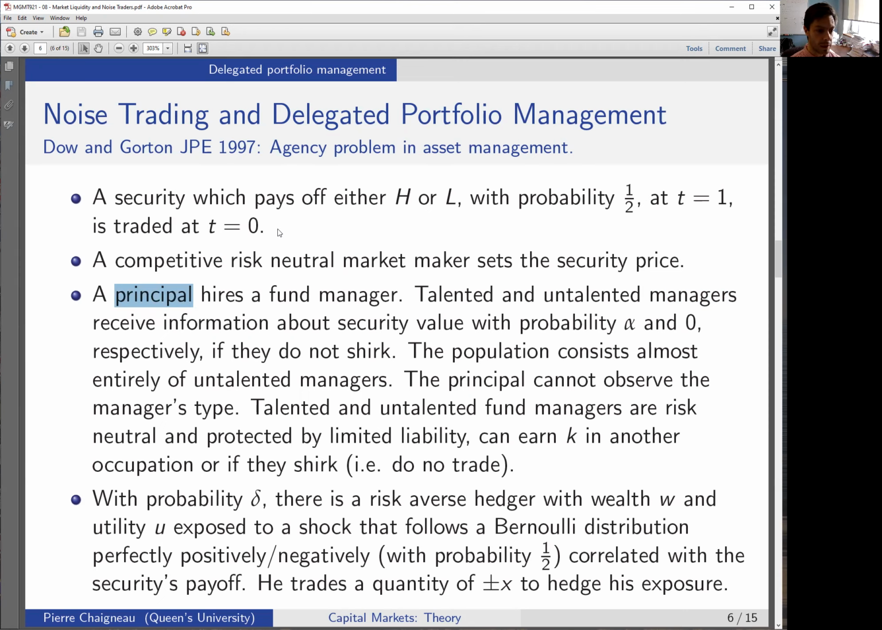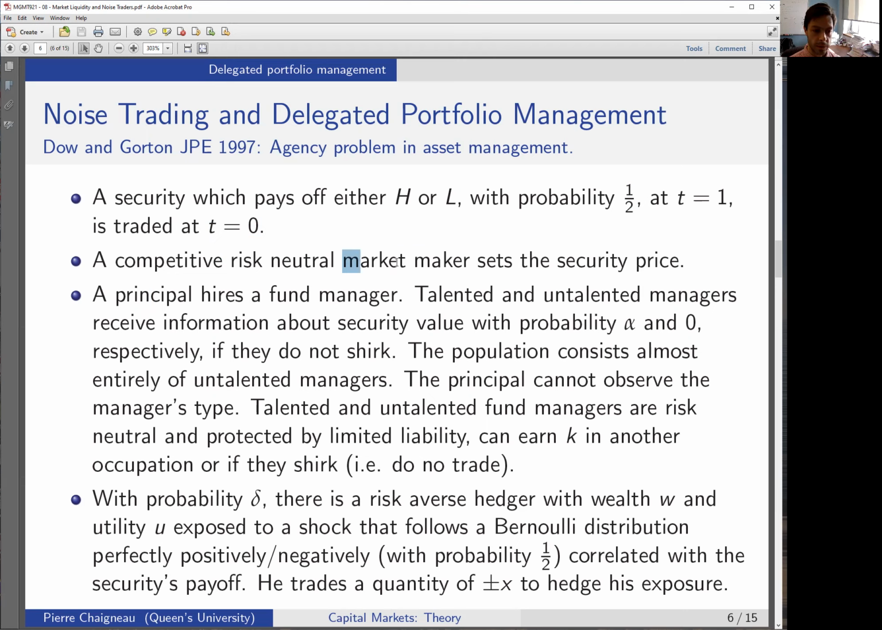To understand the implication of this agency problem for portfolio management, for trading, and for pricing in financial markets, we're going to study a very simple model. In this model, there's a security which pays off either H or L. This is the fundamental value of the security. Often we're going to set H equal to 1 and L equal to 0, each with probability 1/2, and the payoff is at time 1, whereas the security is traded at time 0. So it's a model with 2 dates.